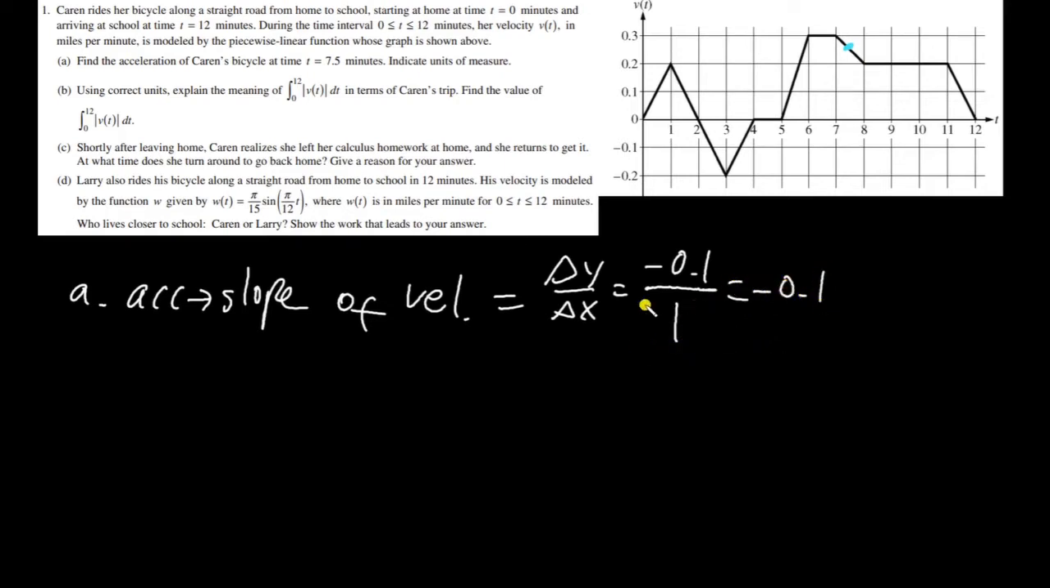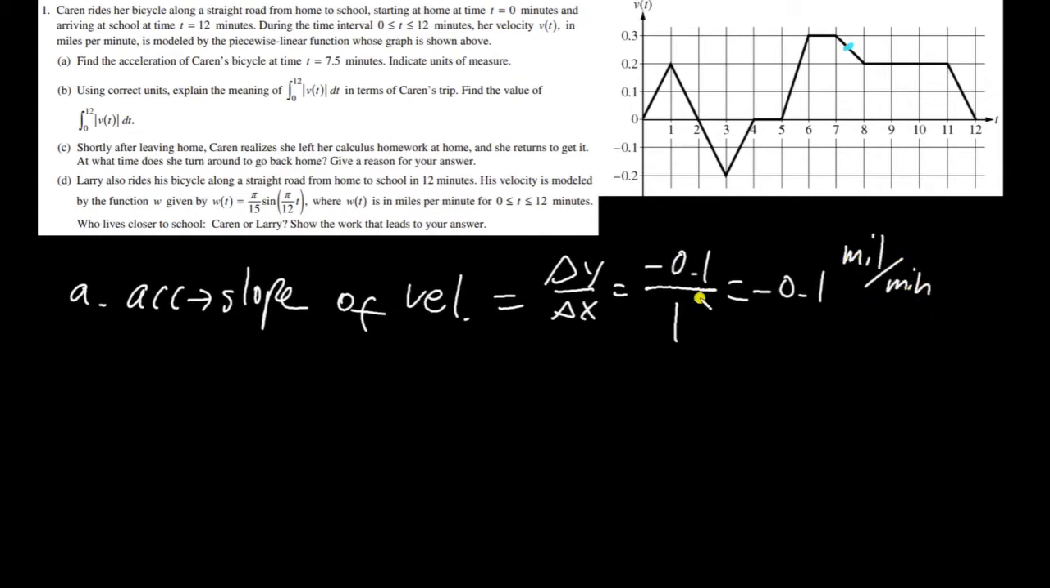Now for the units, okay? So notice it's y over x, right? So the units for this are going to be the units for y over the units for x. So on our y-axis, we have our velocity. And the units for velocity is miles per minute. So it's going to be on the top. It's mi, I guess. Mi for miles.